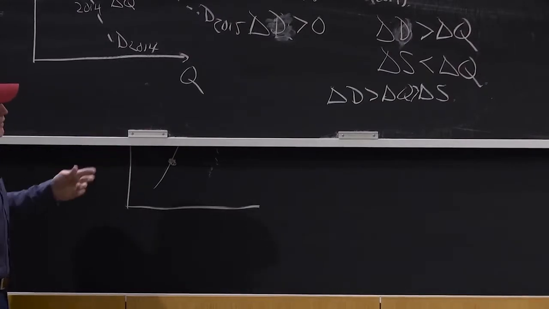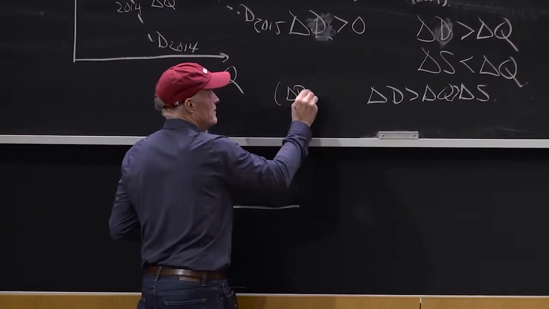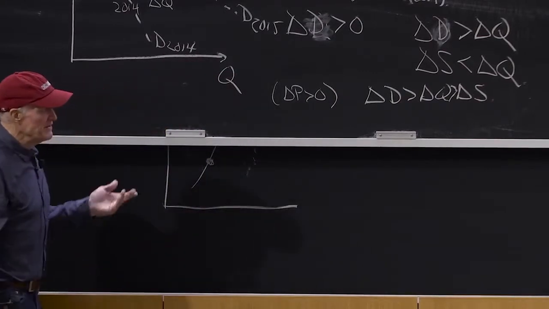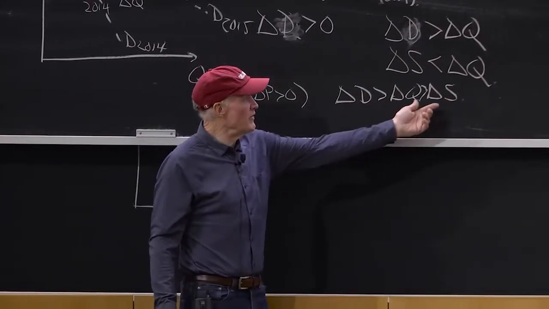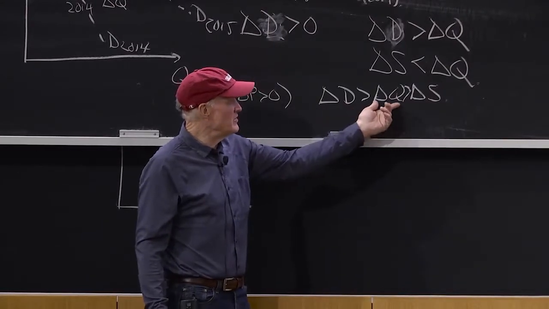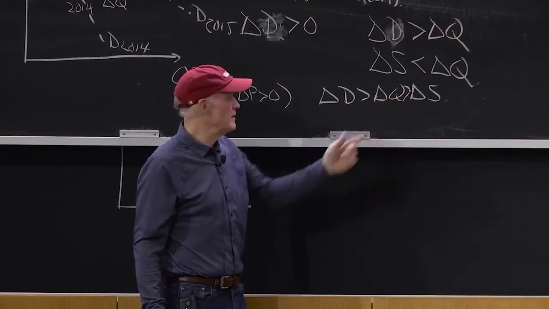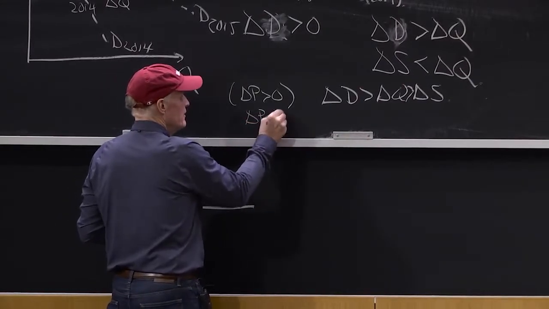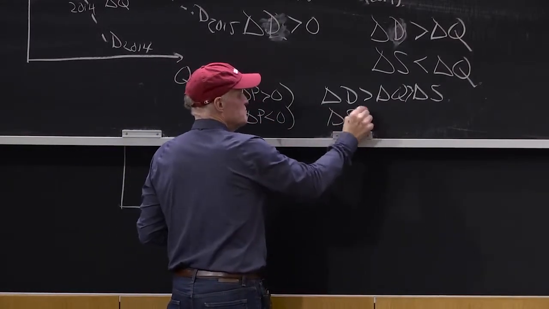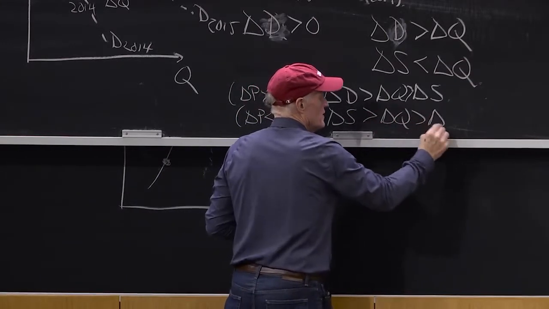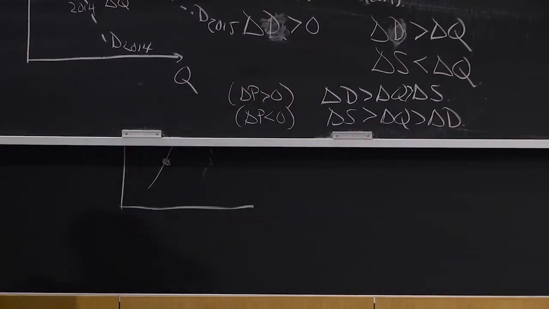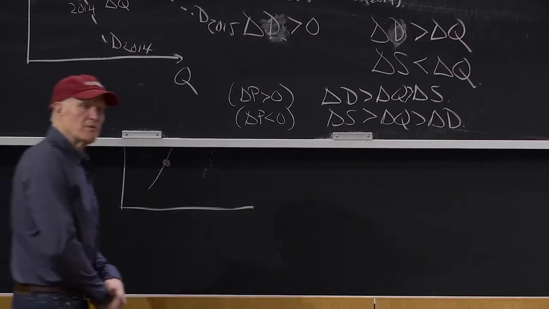Now, how do I know that? Well, that's all because delta P is positive. If delta P is positive, then I know demand went up more than supply, and therefore they each split where the quantity shows up. If delta P was negative, then I know delta S is bigger than delta Q, bigger than delta D. All right, just goes the other way. So that's an important thing to realize. There's actually a fair amount of information in that price quantity graph about what's happening in this marketplace.